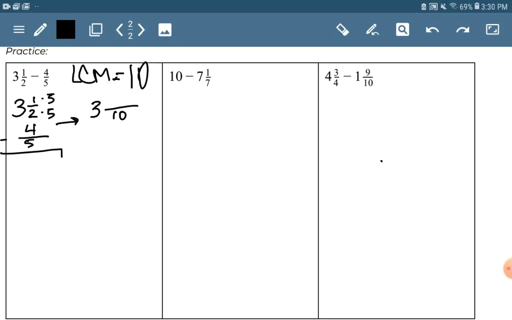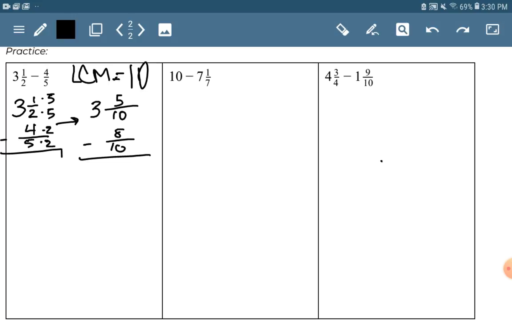Do the same thing on the top. 1 times 5 is 5 for that problem. For the second fraction, again, I'm changing it to a 10 on the denominator. To turn a 5 into a 10, I have to multiply by 2. Do the same thing to the top. 4 times 2 is 8.